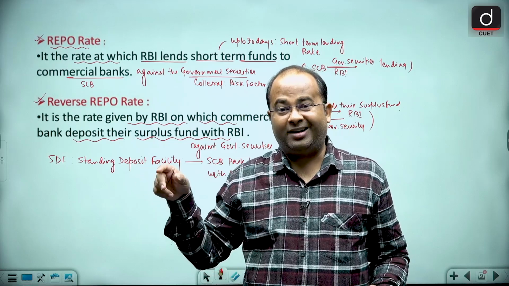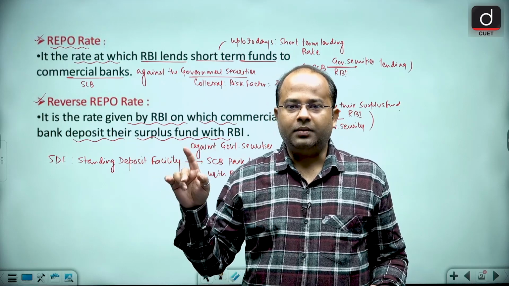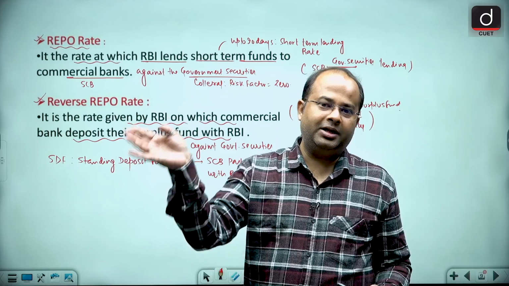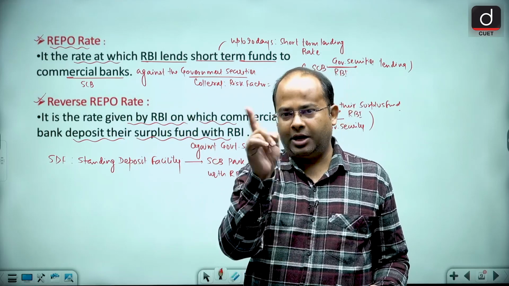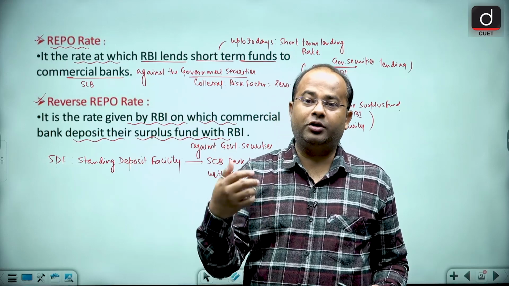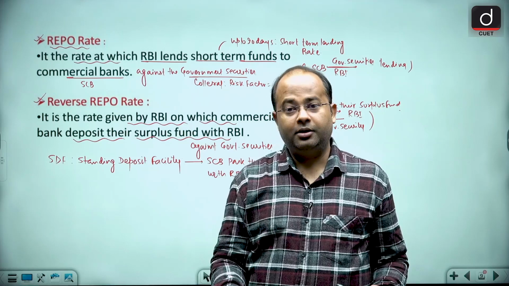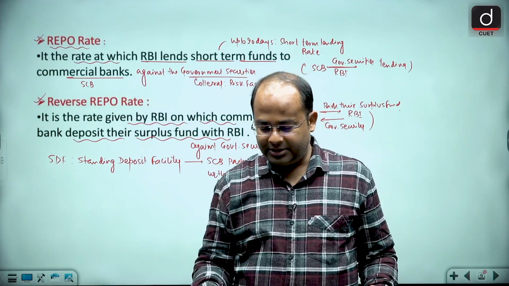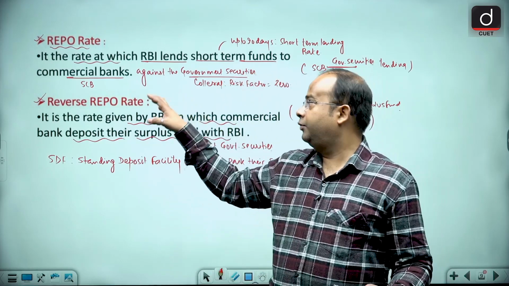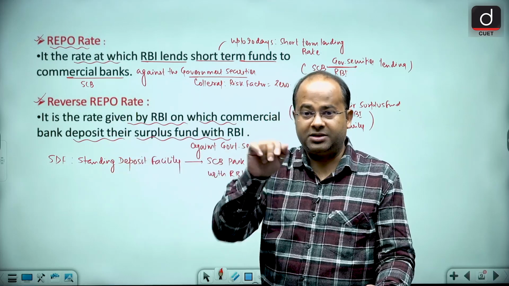So it is a collateral free agreement between scheduled commercial bank and RBI, that if the scheduled commercial bank parks their surplus fund with RBI, RBI is not going to give them collateral. So RBI is not going to give them government securities. So that is called SDF. In SDF, guys, the rate of interest is always higher. If you compare reverse repo rate and SDF, the rate of SDF is higher.